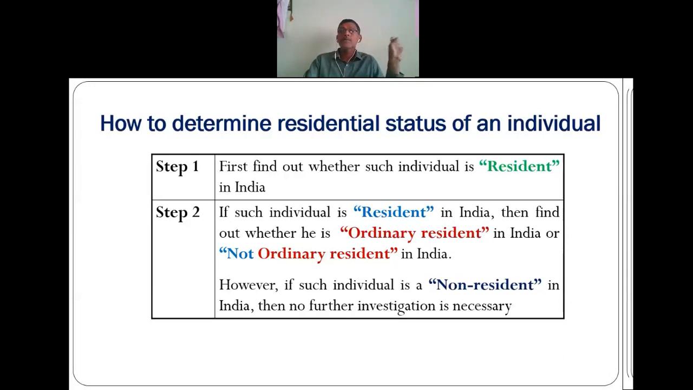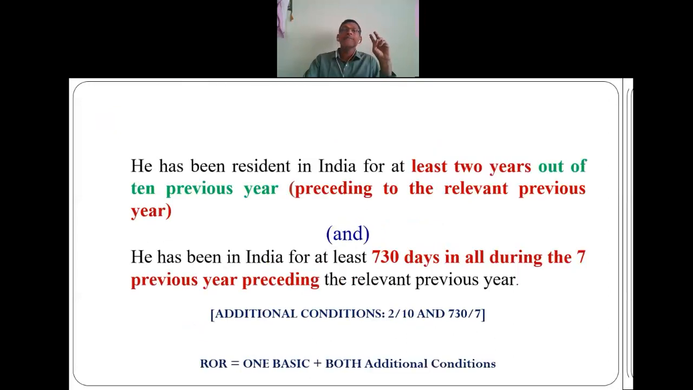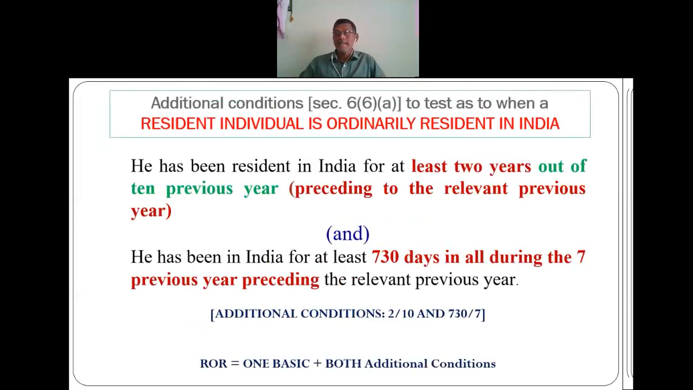Once I found I am a resident, then next we move to the second aspect, whether you are an ordinary resident or not ordinary resident. Once you are finding ordinary resident, it is very easy. Look at the additional conditions, or otherwise compulsory conditions. That is why I use the word 'and' here. Both the conditions should be satisfied.